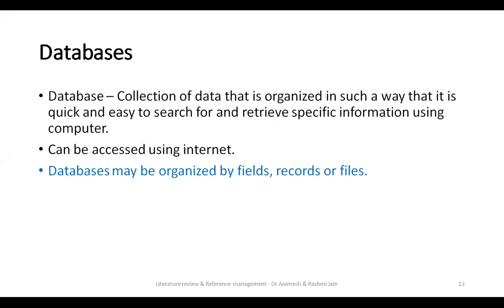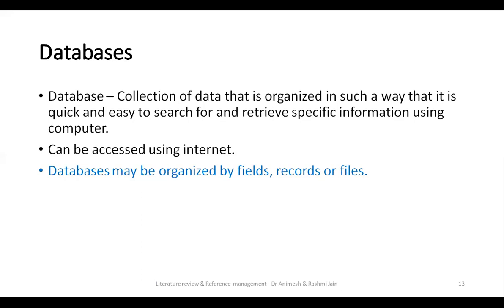A database is a collection of data that is organized in such a way that it is quick and easy to search for and retrieve specific information using a computer. A database can be accessed using the internet. And just how we arrange or classify things in a library, the database can also be organized in various ways. For example, it may be organized by fields, records, files, the year of publication, the areas, the topics, the authors, the journals which are present in it, the type of research articles which are present in it. So various databases can be organized in various ways.